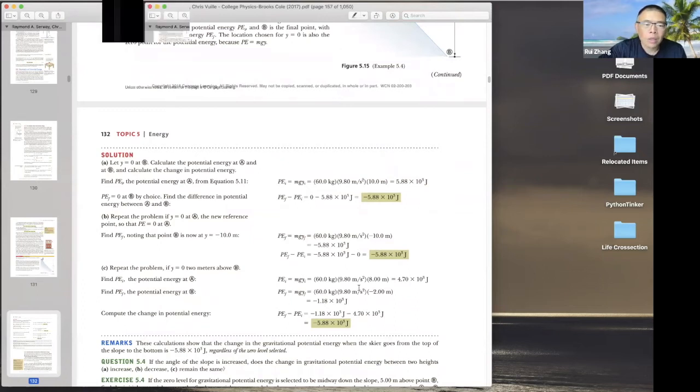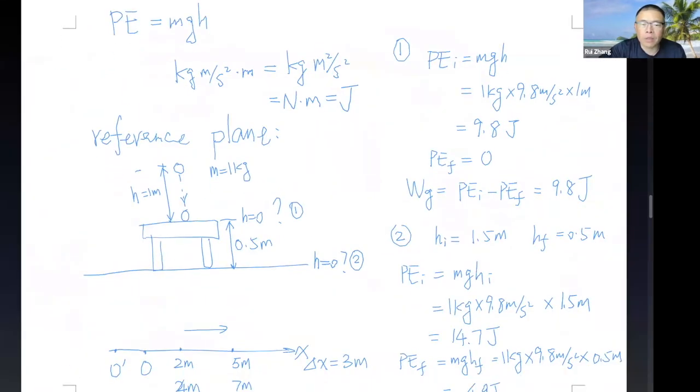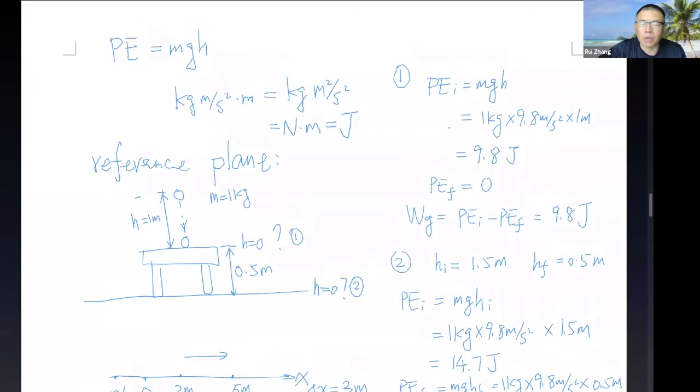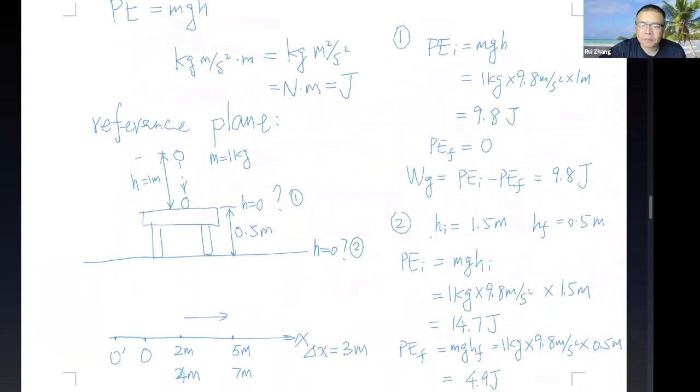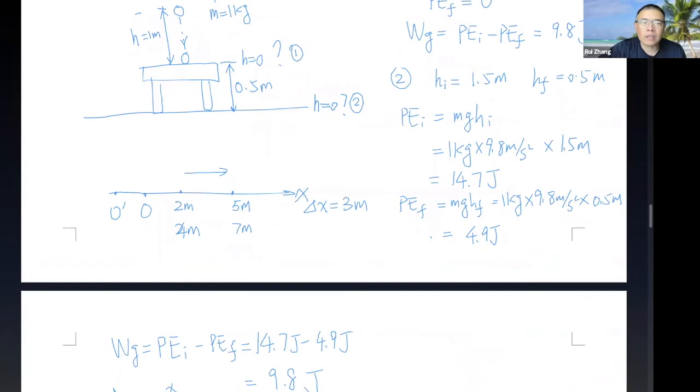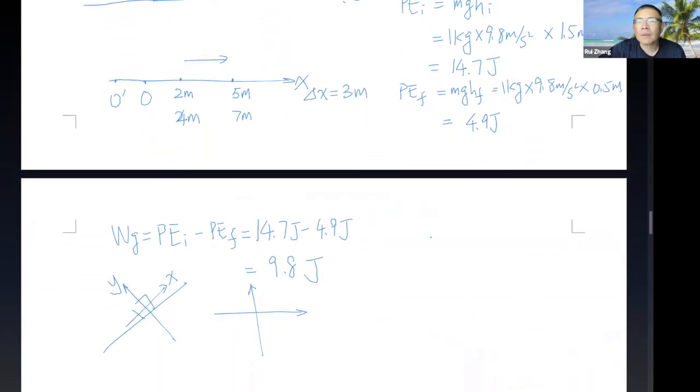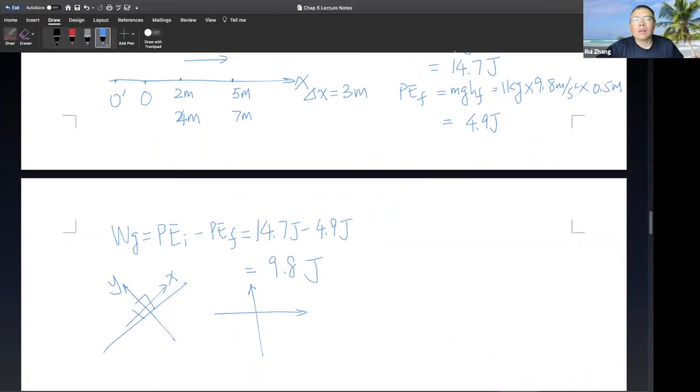So for this simple problem, it also serves as an example showing you how to calculate potential energy. It's pretty simple. Just plug in mass, gravity, and then the height, and that's it. Do I have any questions? Good. Okay, let's move on.